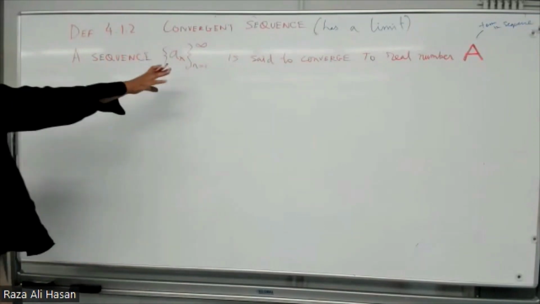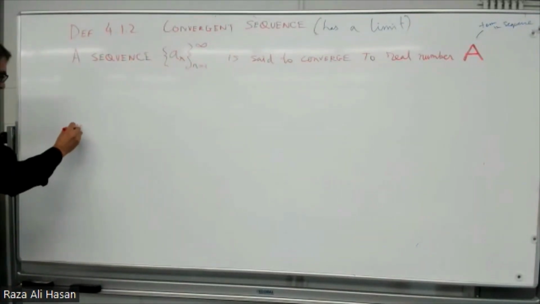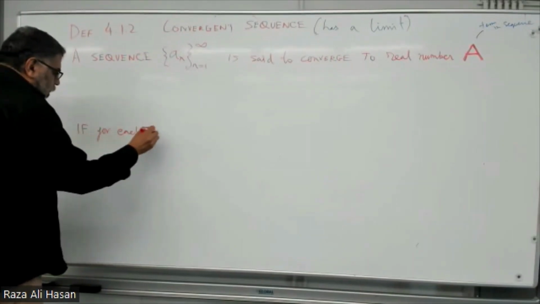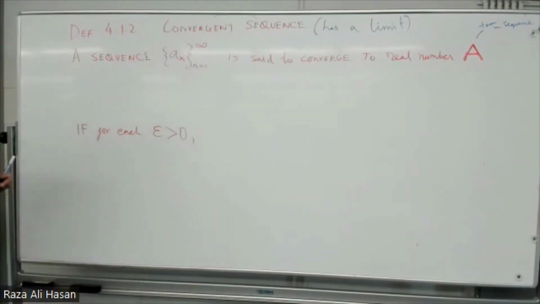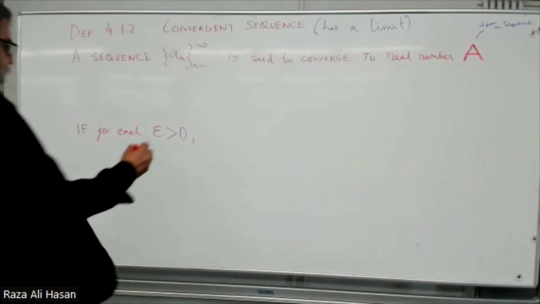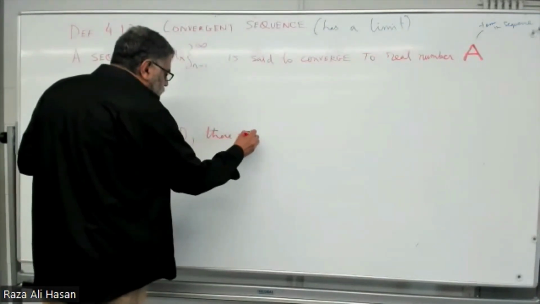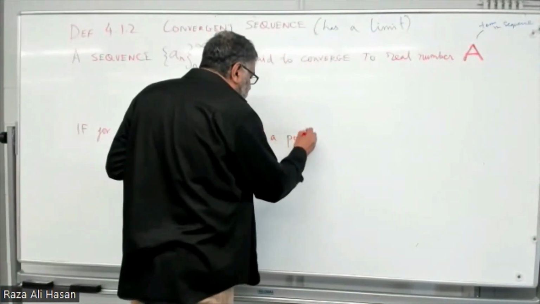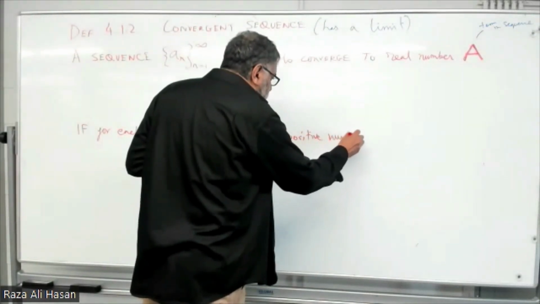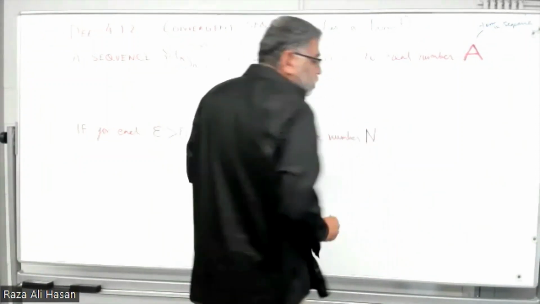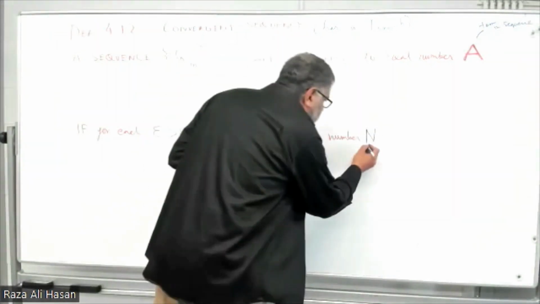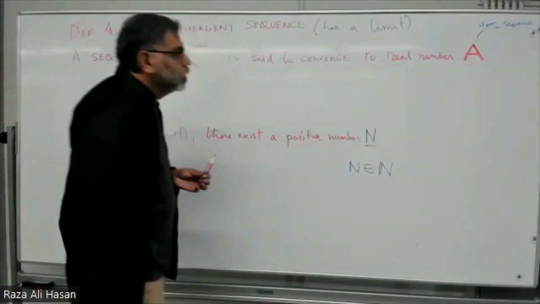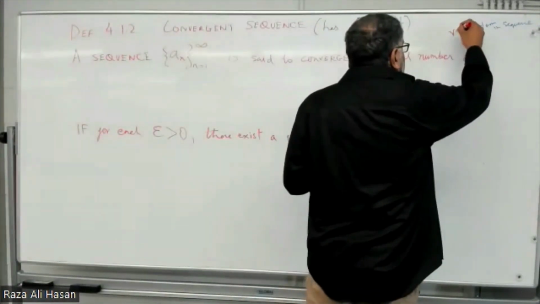It's going to converge to a real number A, the limit, if, and the condition is, if for each and every possible epsilon, a positive number, that will be our within-epsilon business, there exists a positive number N. This belongs to the set of natural numbers, and A here is a real number.